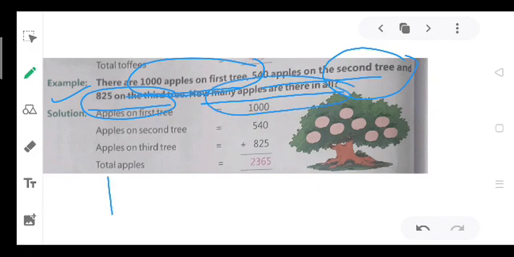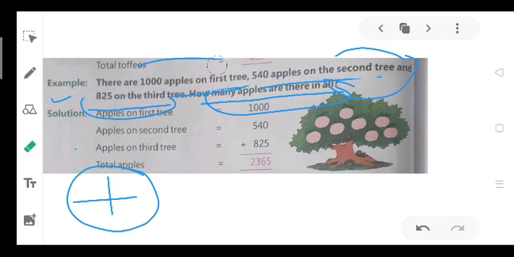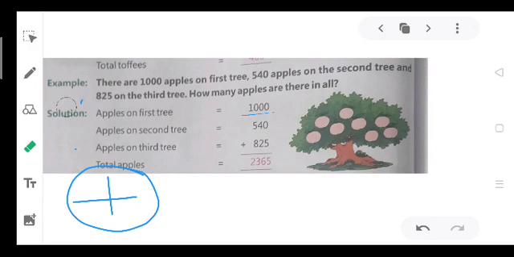It means here we have to add. This is the sum of addition. So now the statement is clear to you. There are three statements: first tree apples given, second tree apples given, third tree apples given, and we have to find out the total number of apples. The solution is given in front of you.